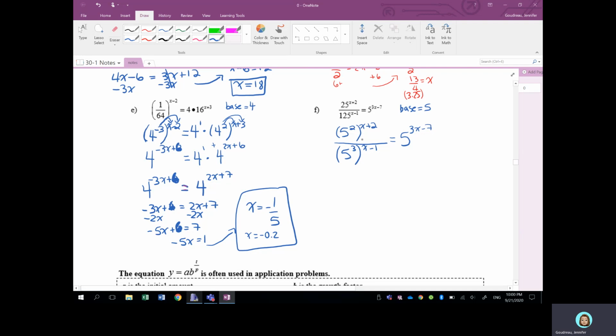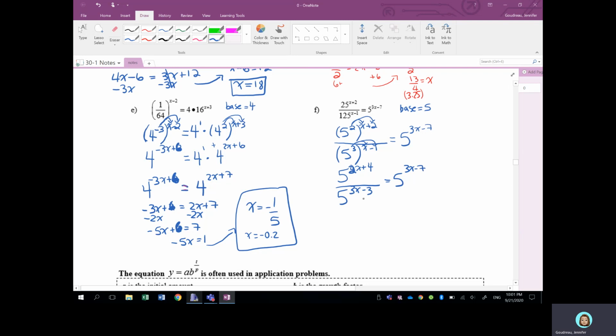We don't have a single power over here, but before I can do anything about it getting a single power, I am going to simplify the exponents. Power to a power means multiply the exponents. Distributing in the numerator is going to give us 2x plus 4. And power to a power in the denominator, distributing is going to give us 3x minus 3. Right-hand side, still the same.